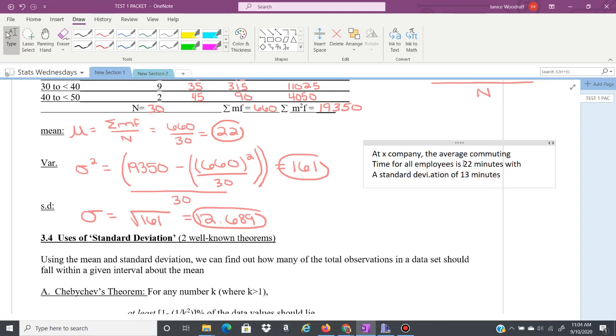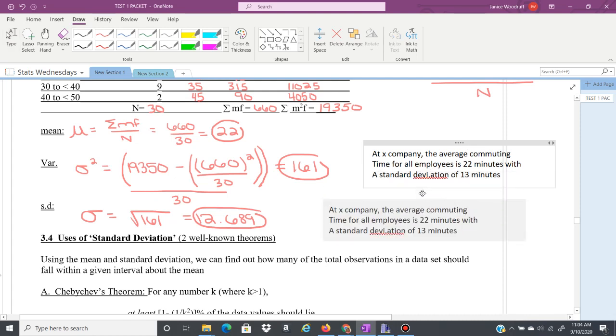I don't like to give you guys just numbers without it really having a meaning to it, because then it's just numbers.